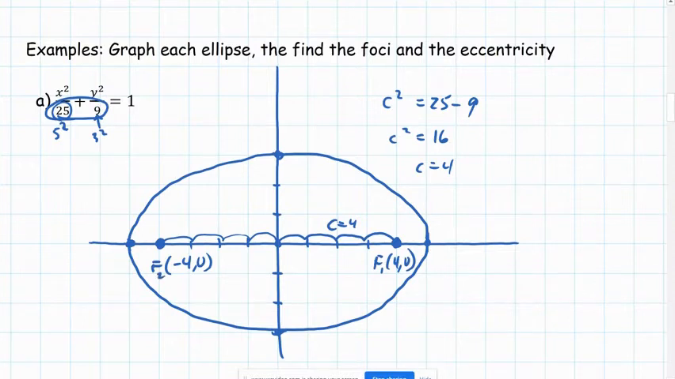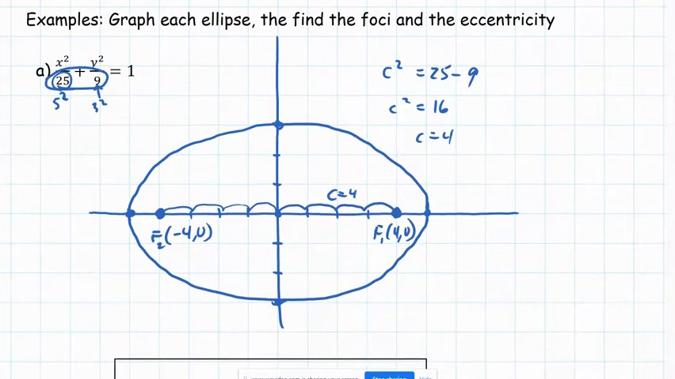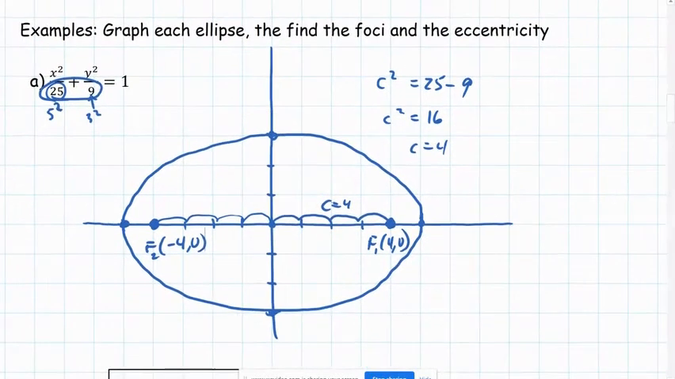Okay, and so now we have our two focal points, or foci, and then we're ready to calculate the eccentricity. Eccentricity is C over the larger of these two values, so 5 or 3, in this case it's 5. So C over 5, C we said is 4, so our eccentricity is 4/5.